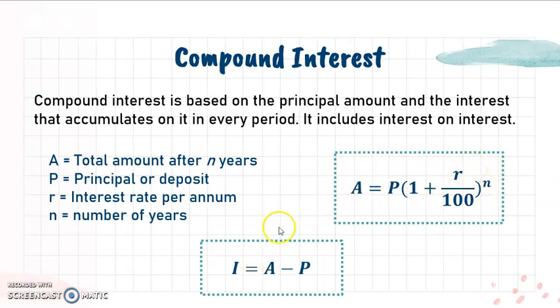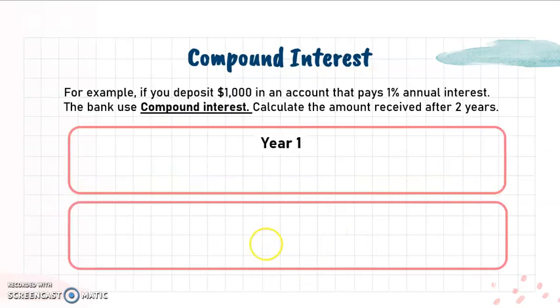Also, to find the interest, we have this formula. Interest is equal to the final amount minus the principal. Okay, so let's see an example of compound interest. I use this similar to simple, so you'll know what is the difference between simple and compound interest. So for example, if you deposit $1,000 in an account that pays 1% annual interest, and the bank uses compound interest, calculate the amount received after 2 years.